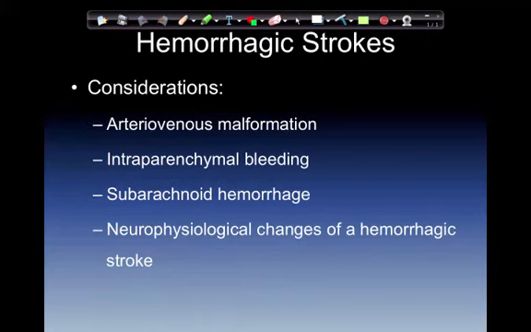Hemorrhagic strokes, arteriovenous malformations. Now, it's congenital abnormalities that appear like a tangled bundle of blood vessels. Now, any of these arteriovenous malformations can cause an aneurysm, which could cause an internal bleed inside your head. Subarachnoid hemorrhage: an arteriovenous malformation or intracerebral aneurysm ruptures and bleeds into the subarachnoid space.